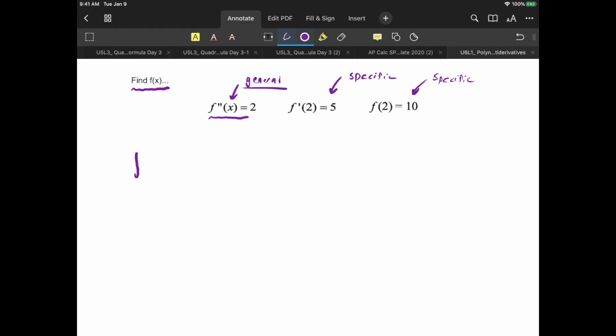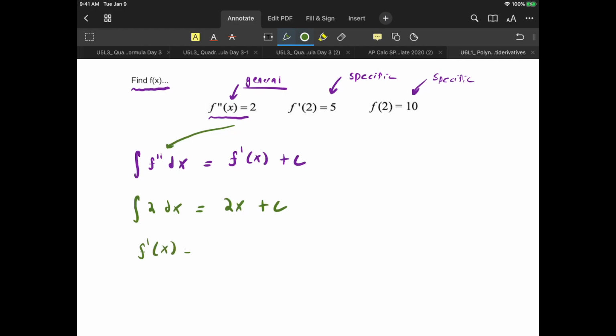And so if I take the antiderivative of the second derivative, I'm at the first derivative plus c, right? This is just a general statement. That is always true. You're going up a level. And so let's take the antiderivative of 2, because that's what f double prime of x is, dx. Well, that's going to be 2x plus c. And so f prime of x, we know, is 2x plus c.